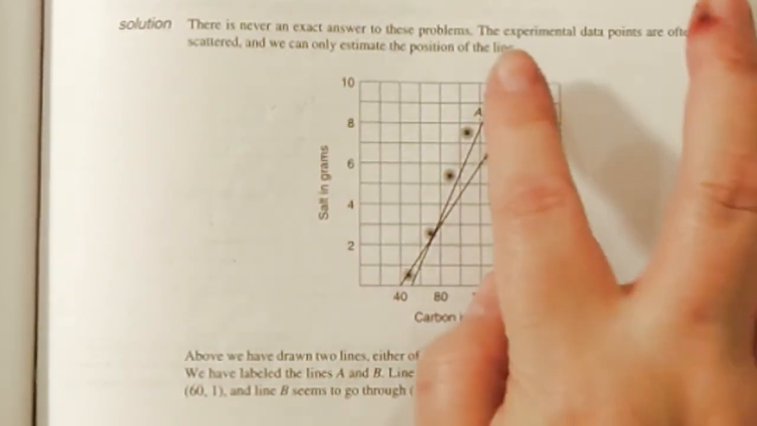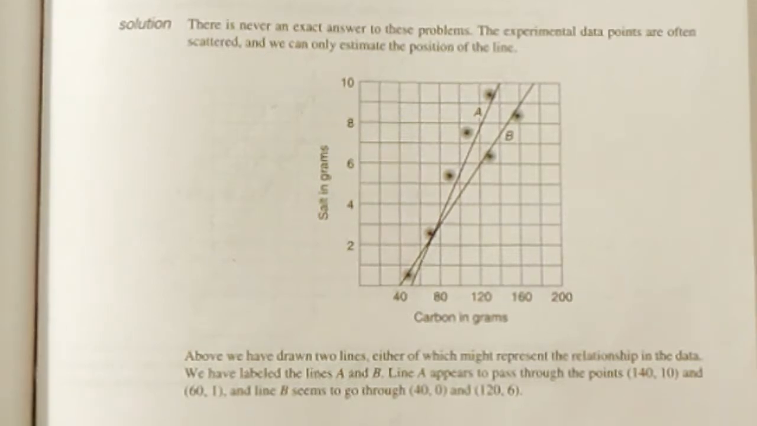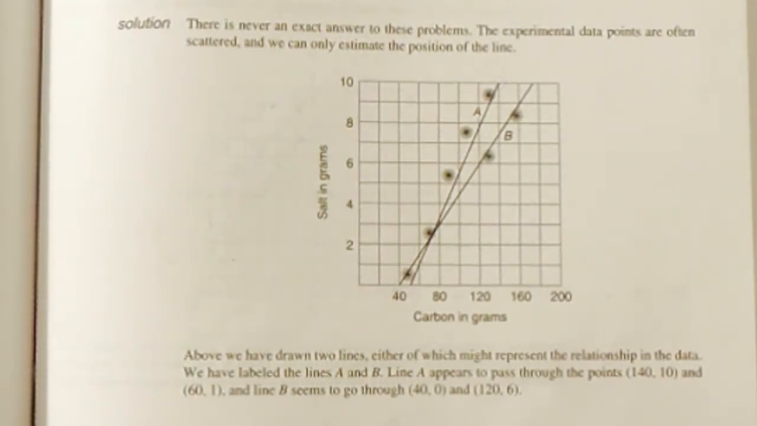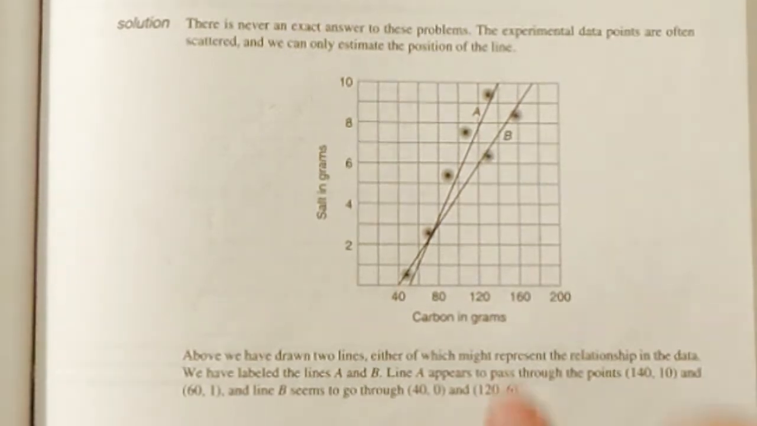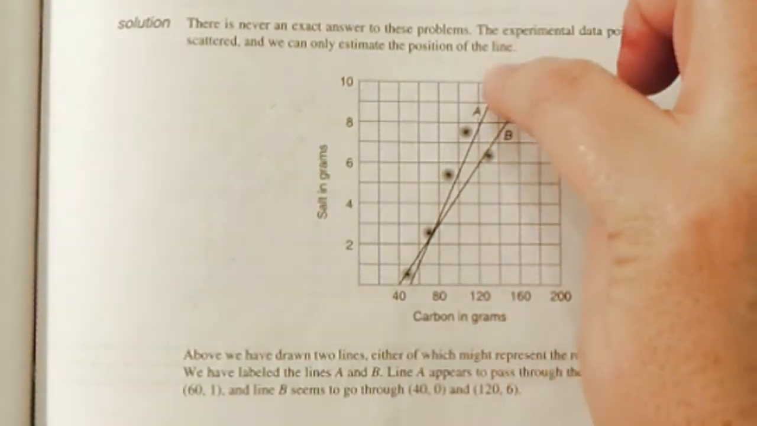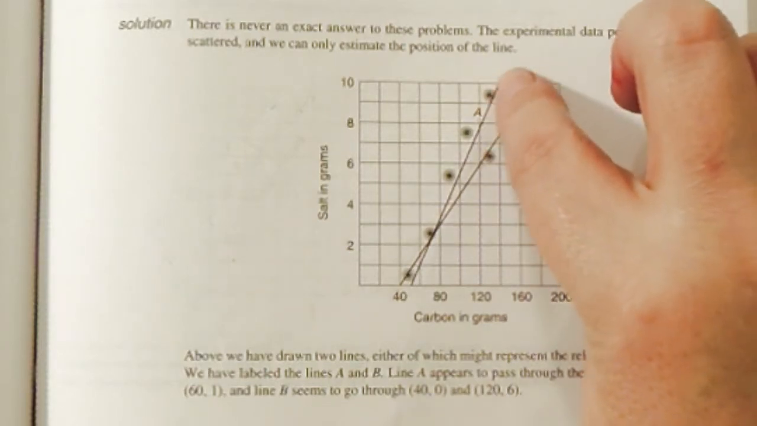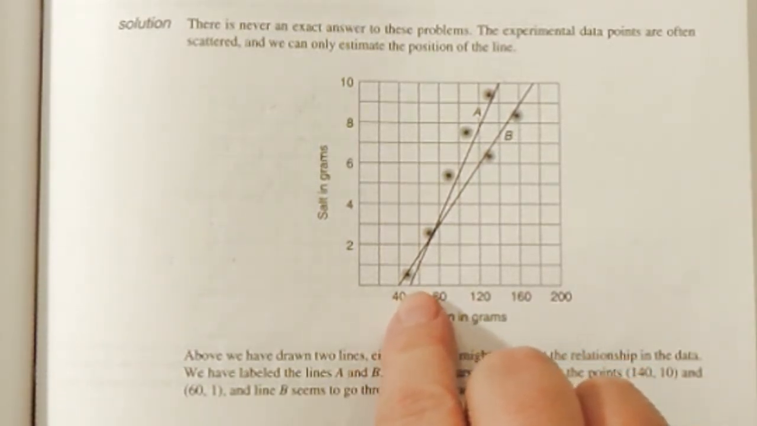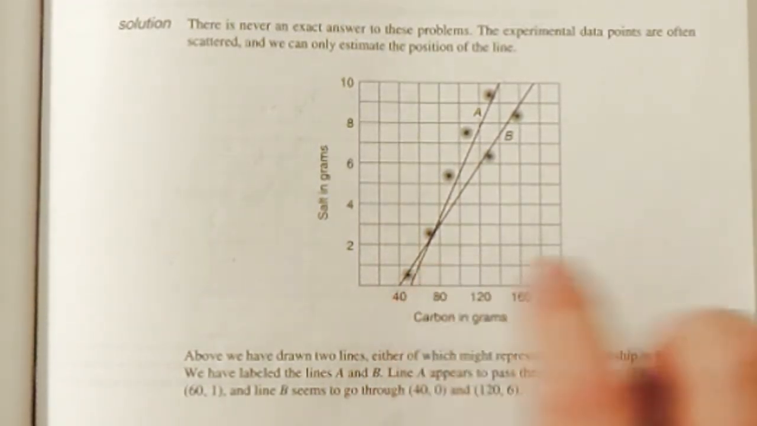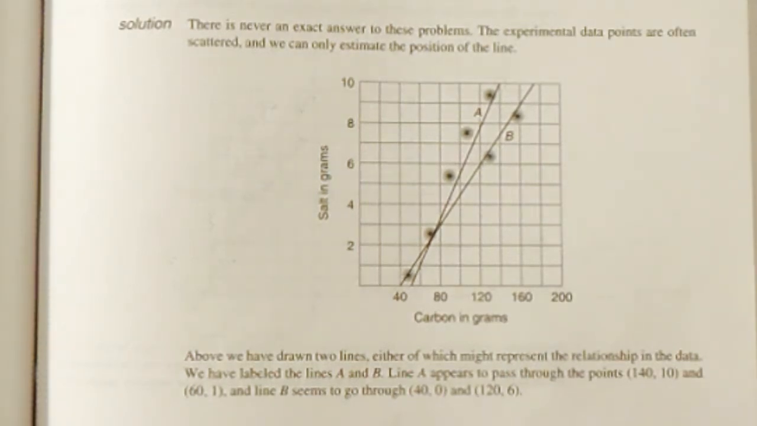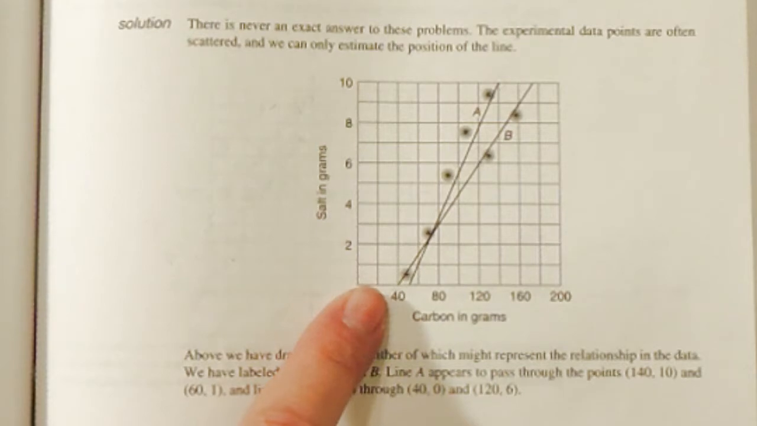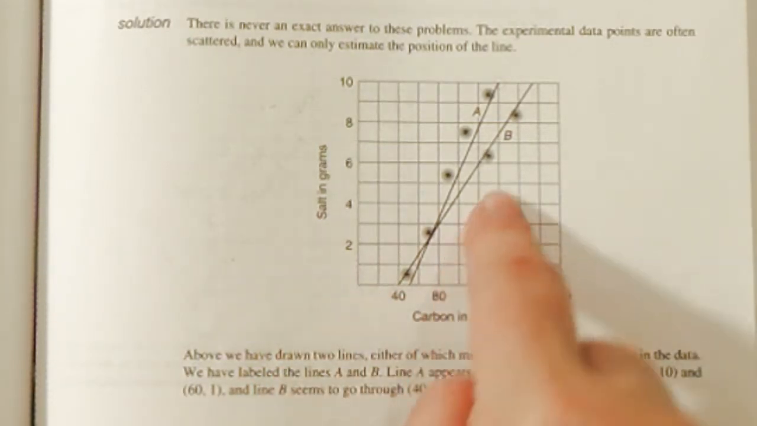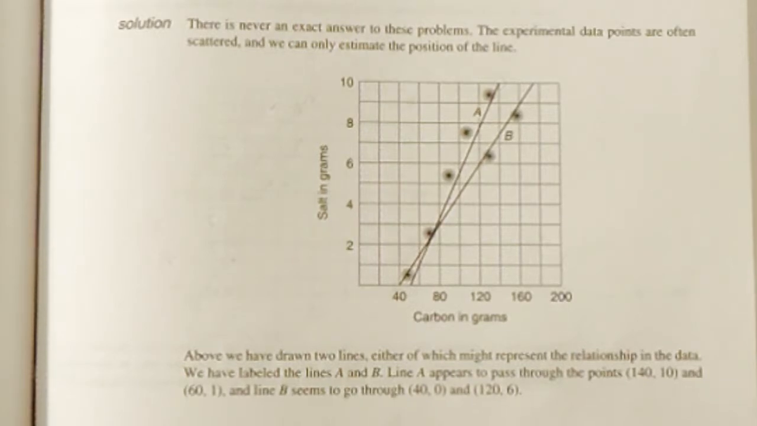Okay, so they labeled the lines A and B, and they say that line A appears to pass through the points 140, which is here, and 10, which is right there. That's where this line is going to cross the graph. And also 60 and 1. So that's right there. And line B seems to go through 40 and 0, and 120 and 6. Okay, so those are the points we're going to use to start to try to find the formula of the line.